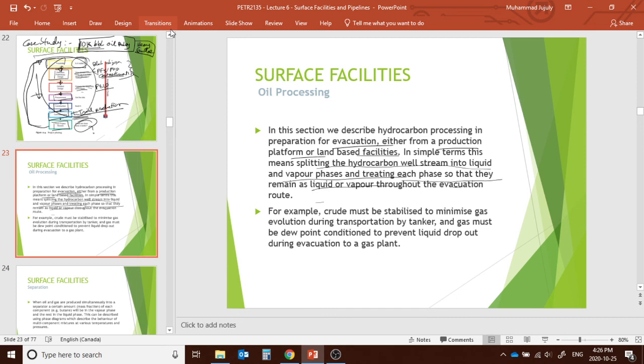throughout the evacuation route. For example, crude must be stabilized to minimize gas evolution during transportation by tanker, and gas must be dew point conditioned to prevent liquid dropout during the evacuation to the gas plant. What does this mean? I will give you an example.